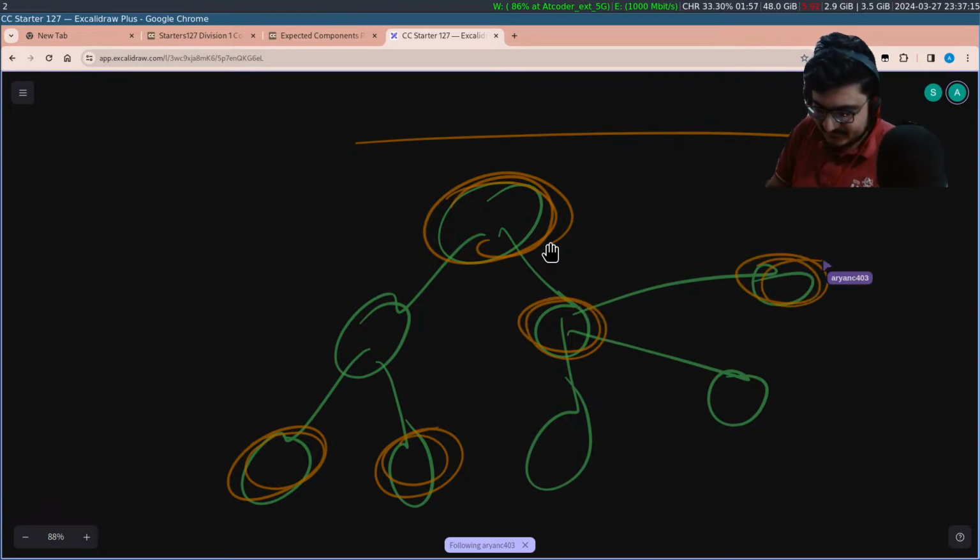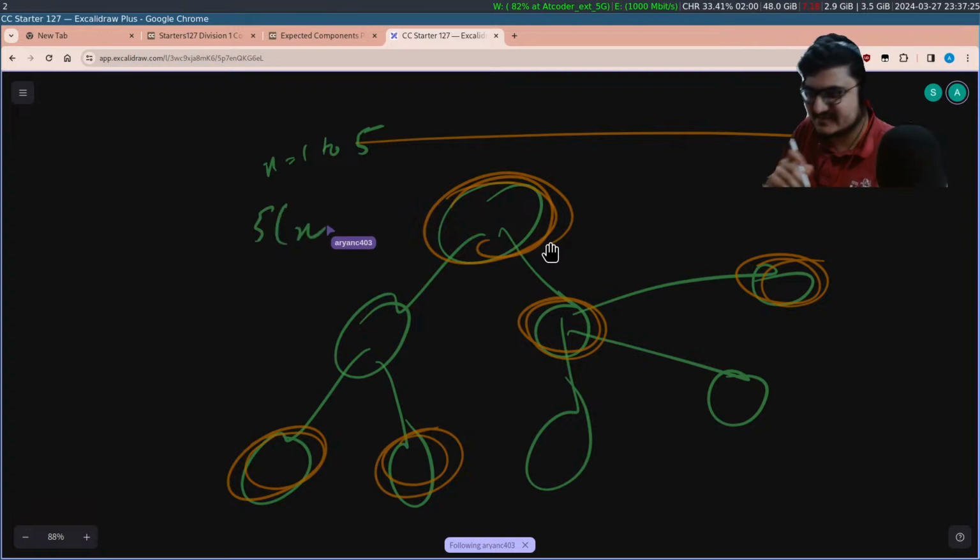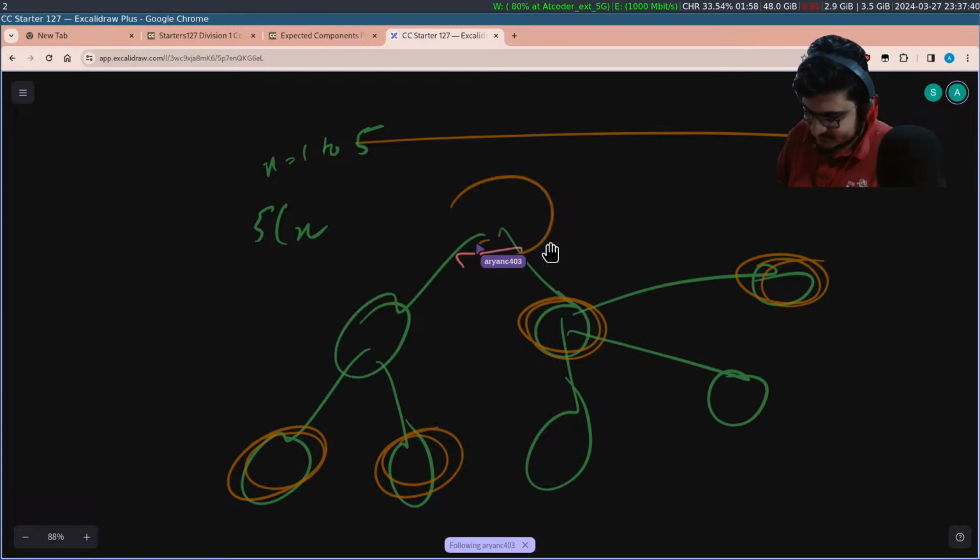1 2 3, let's say 5 vertices are here. For each x equal to 1 to 5, you randomly choose a set of x vertices, so the number of possible sets is 5Cx, and then you count the expected number of connected components in this tree. For example, if you delete this vertex, then you also delete the edges which are connected with this vertex. And that would be the idea.